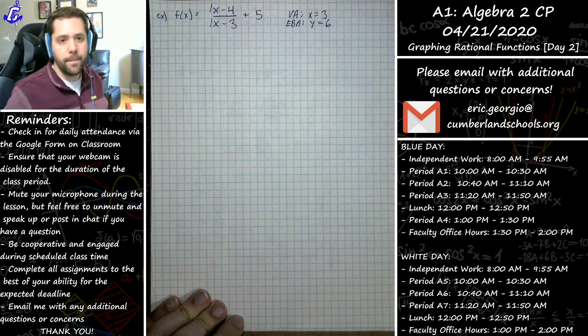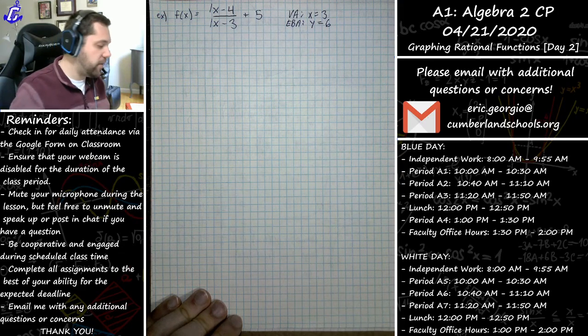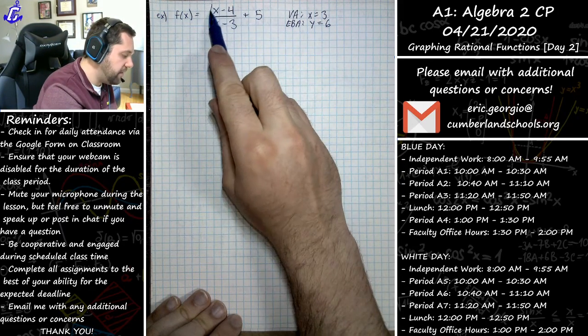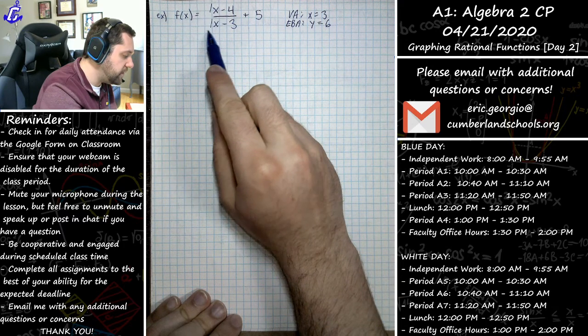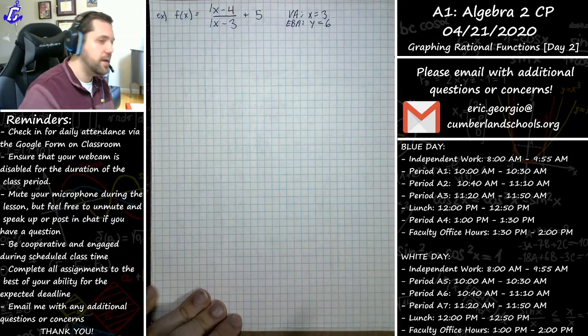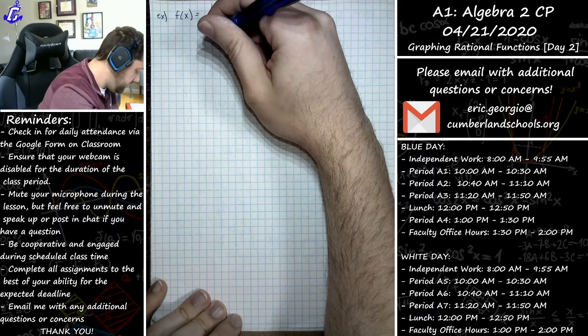Okay? That made sense, I hope, right? I hope I didn't lose anybody there. When we compare the degree, they have the same degree. So I'm going to divide the leading coefficient at the top by the leading coefficient at the bottom. 1 divided by 1 is 1, plus our vertical shift of 5. Now I can go ahead and sketch a graph.